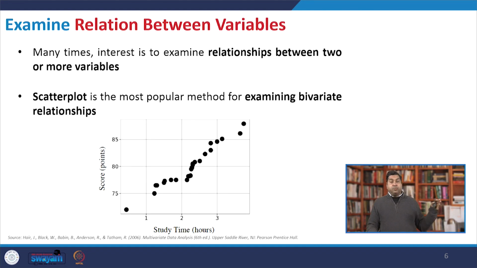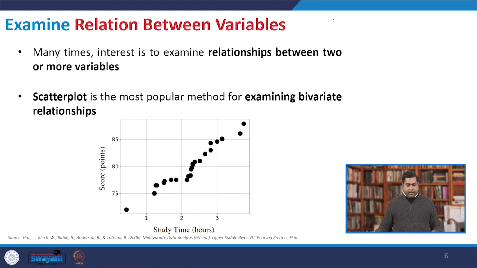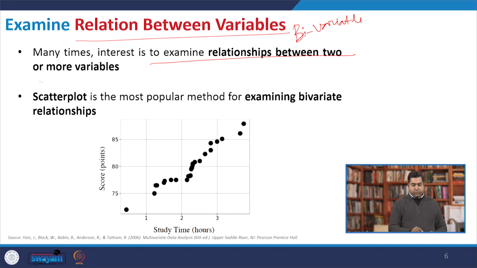Moving ahead, so mostly for those kinds of examination of distribution, it is normally for a single variable. Here it is score, here it is age. So you can refer to this as univariate. Now for relationship between variables, normally we take this for two variables together. So then it is your bivariate.